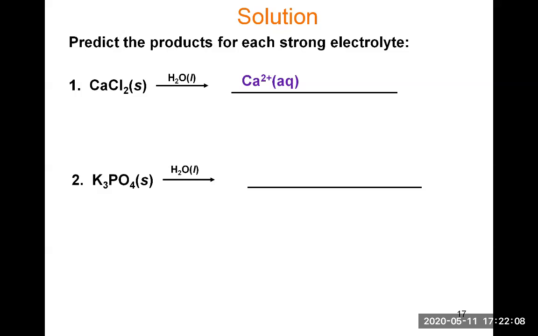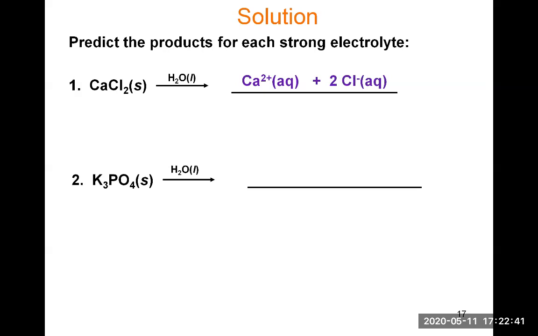And then we need to find the anion. And here Cl is chlorine. Chlorine is in group 7A. It's also a predictable ion that makes a -1 ion because you do 7A minus 8 and it's -1. So it's a -1 ion. So it's going to be Cl- with aqueous for the physical state.